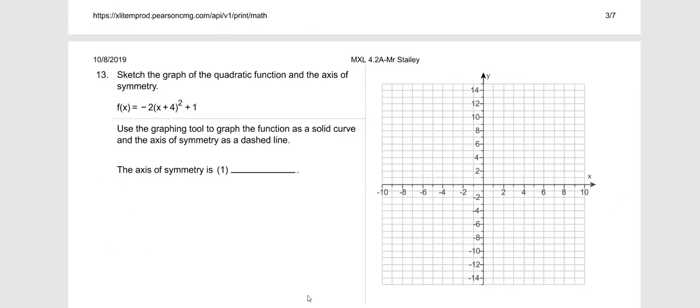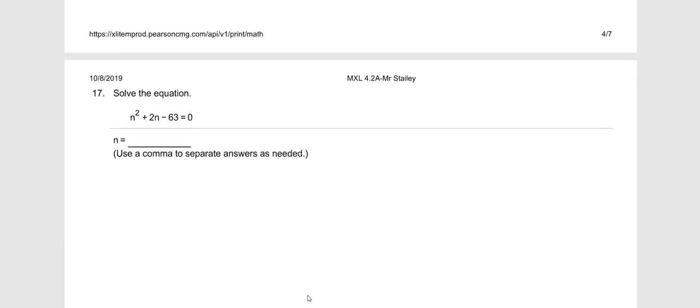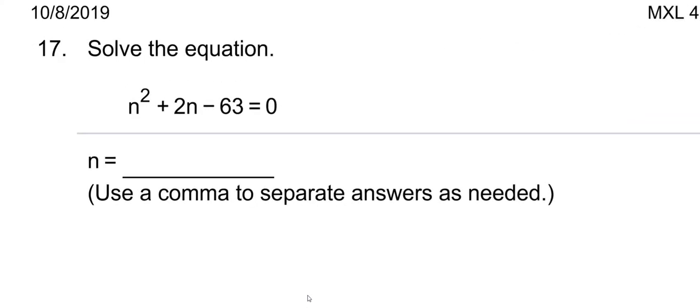Okay, we're going to skip 13 through 16 for a moment because they are review. I want to jump down to 17. We'll go back to those other review questions in a second. Does this question require just the discriminant or the entire quadratic formula? What do you got?